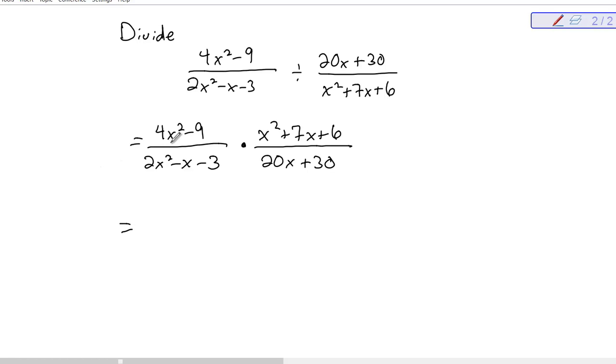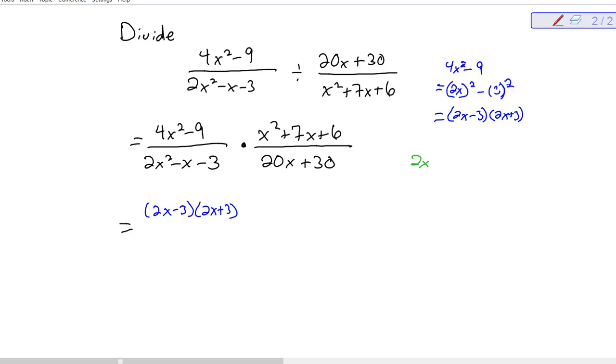So I have 4x squared minus 9. That 4x squared minus 9 is the same thing as 2x squared minus 3 squared. So it's a square minus a square, so that's going to be 2x minus 3 and 2x plus 3.